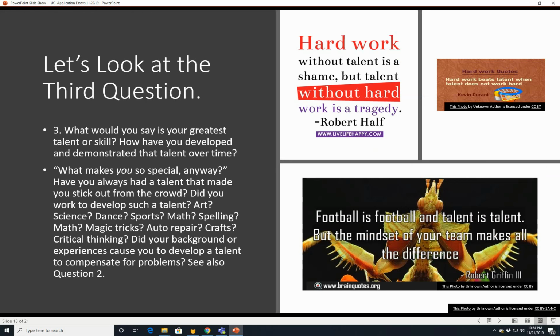What would you say is your greatest talent or skill? How have you developed and demonstrated that talent over time? So in other words, what makes you so special anyway? Have you always had a talent that made you stick out from the crowd? Did you work to develop such a talent?